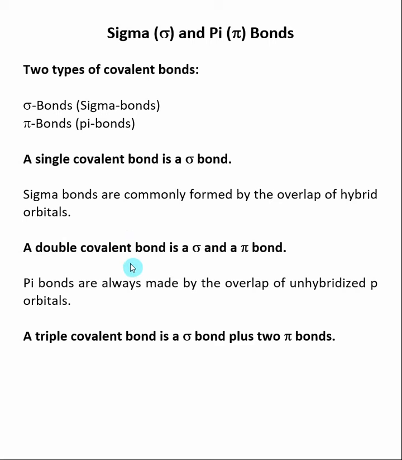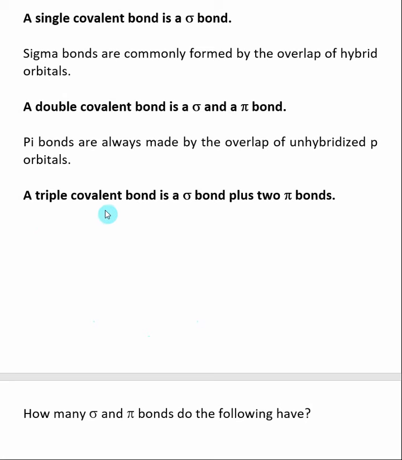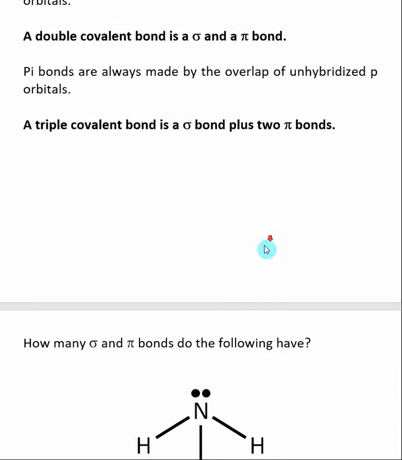A double covalent bond is actually made up of two different types of covalent bonds, a sigma bond and a pi bond. Pi bonds are always made by the overlap of unhybridized p orbitals. So just remember, in a double bond, there are actually two different types of bonds making it up. Likewise, a triple covalent bond is made up of a sigma bond plus two pi bonds. So once again, in these multiple bonds, there are two different types of covalent bonds.